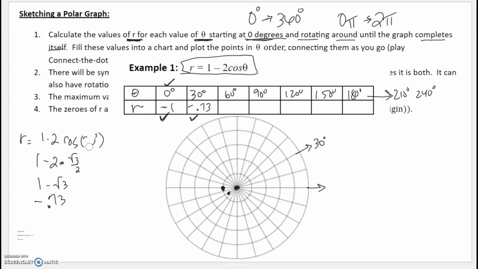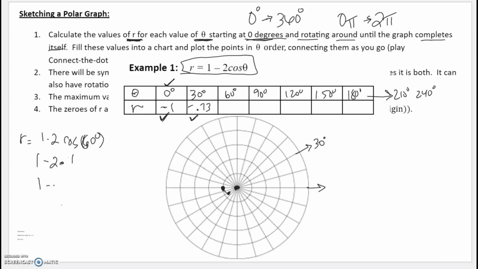Continuing with this process. And it is just a process. Now 60 degrees. Oh, you know what I forgot to do? I forgot to connect those 2 points. Play connect the dots.